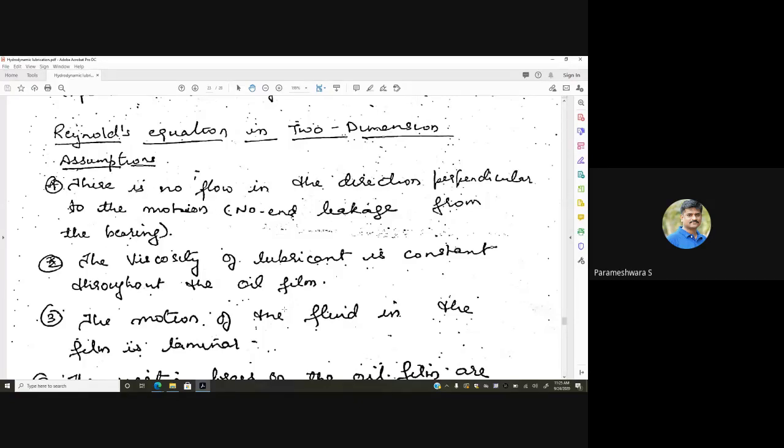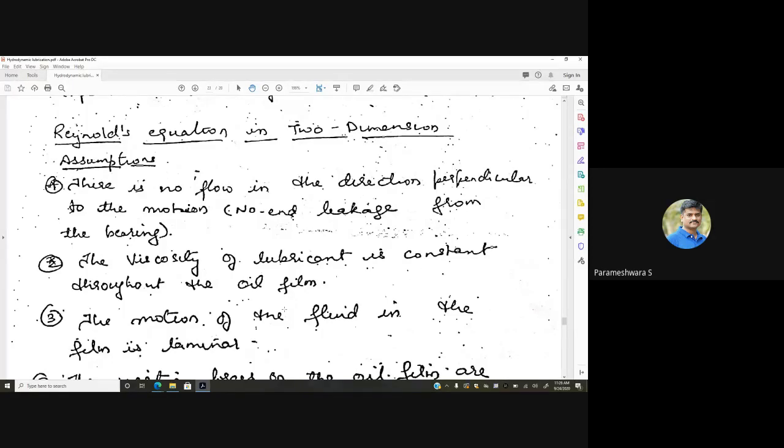See the first assumption: there is no flow in the direction perpendicular to the motion, which means there is no end leakage. There will be some leakage in the bearing, but for derivation purpose, we consider the bearing is not yielding any leakage.